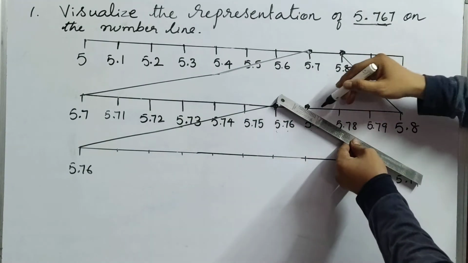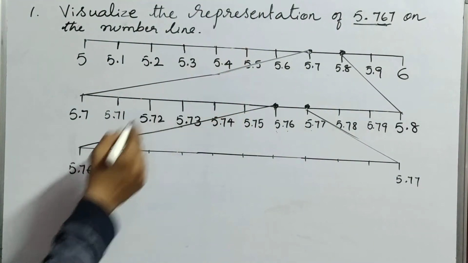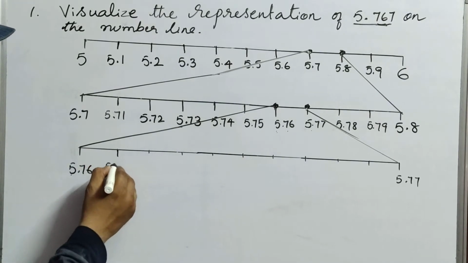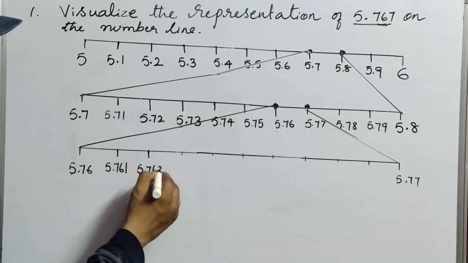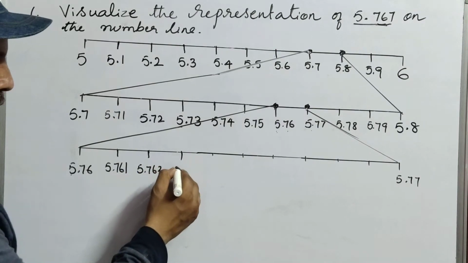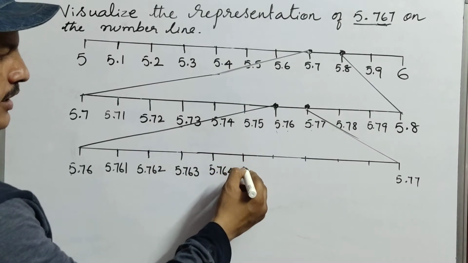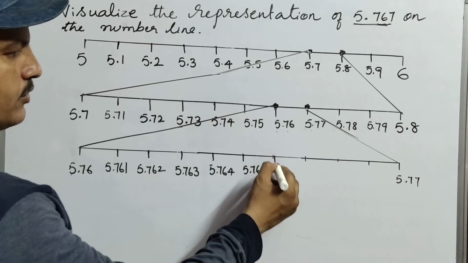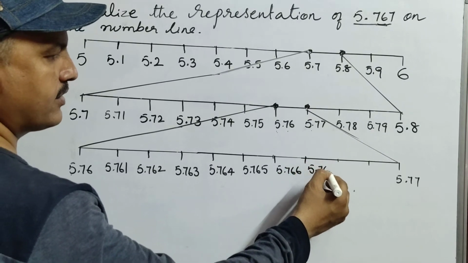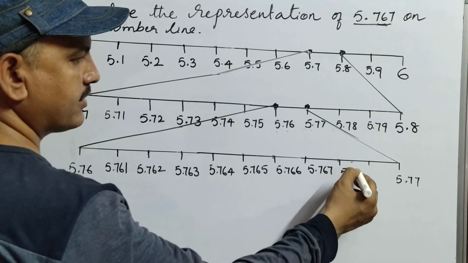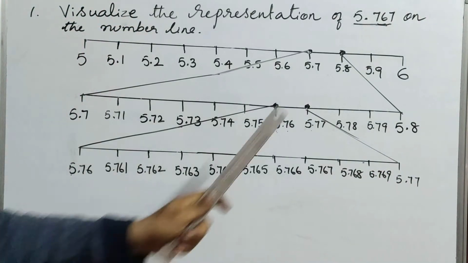So, join like this, children. Next. 5.76, no? 5.761. Next number. 5.762. Next, 5.763. Next, 5.764. Next, 5.765, 5.766, 5.767, 5.768, 5.769. Now, where is the answer now?